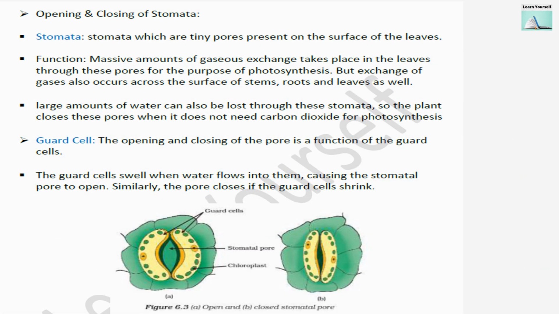Now let us understand the function of stomata, that is, the opening and closing of stomata. Stomata are tiny pores present on the surface of the leaves.